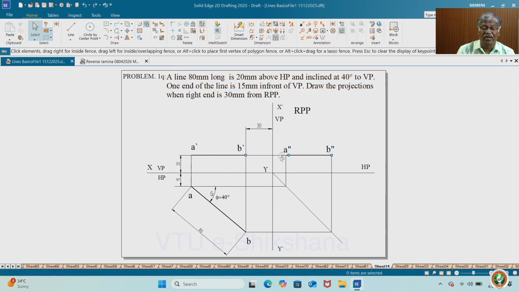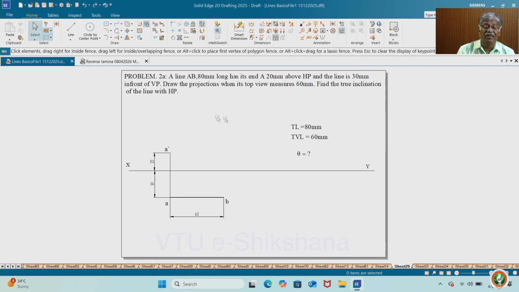And how to get the side view? Draw a 45 degree line, then project A, B, that is the top view, through the 45 degree line. You will get a single projector, you get A double dash, B double dash. So this is the side view, front view, top view. Next come the problems which you worked earlier.